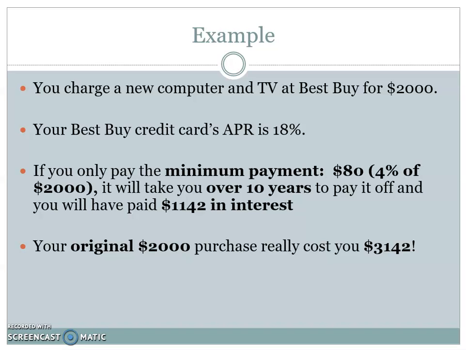Okay? So every month you're paying $80. That's all you can afford. That's the minimum payment. It'll take you probably 10 years to pay off that new computer and TV, and you'll have paid an extra $1,142 in interest. No way. Pay off your credit cards at the end of the month. Do emergencies happen? Yes. But you are too young to have to worry about that and going into debt. So that is my advice for you today, is pay off those credit cards at the end of the month.